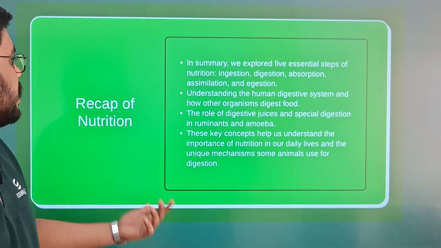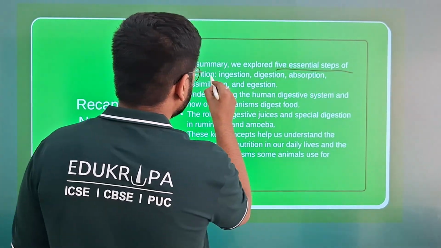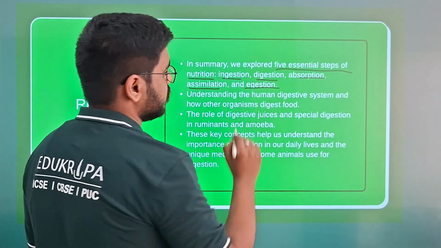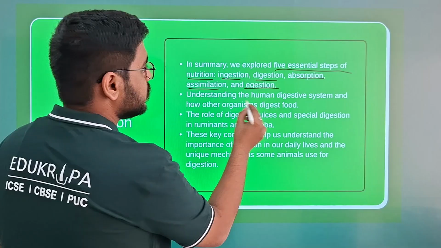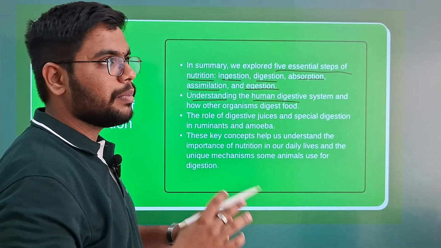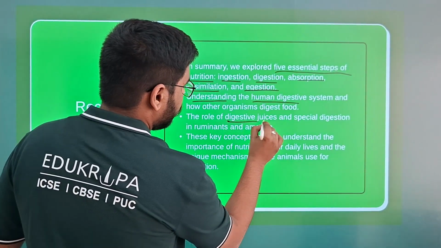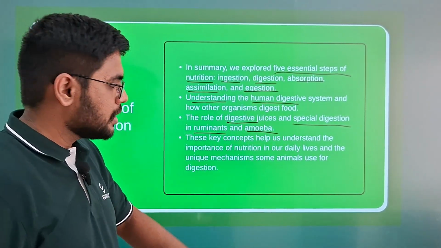Now we'll go through a quick recap. In this video we explored 5 essential steps of nutrition, namely ingestion, digestion, absorption, assimilation, and egestion. Please remember the definitions of these. This is the base of this chapter. Next, we understood the human system, how different parts of the human system aid in different stages of digestion. Next, we learned about the role of digestive juices and special digestion in ruminants and amoeba. These were the key concepts covered in this.